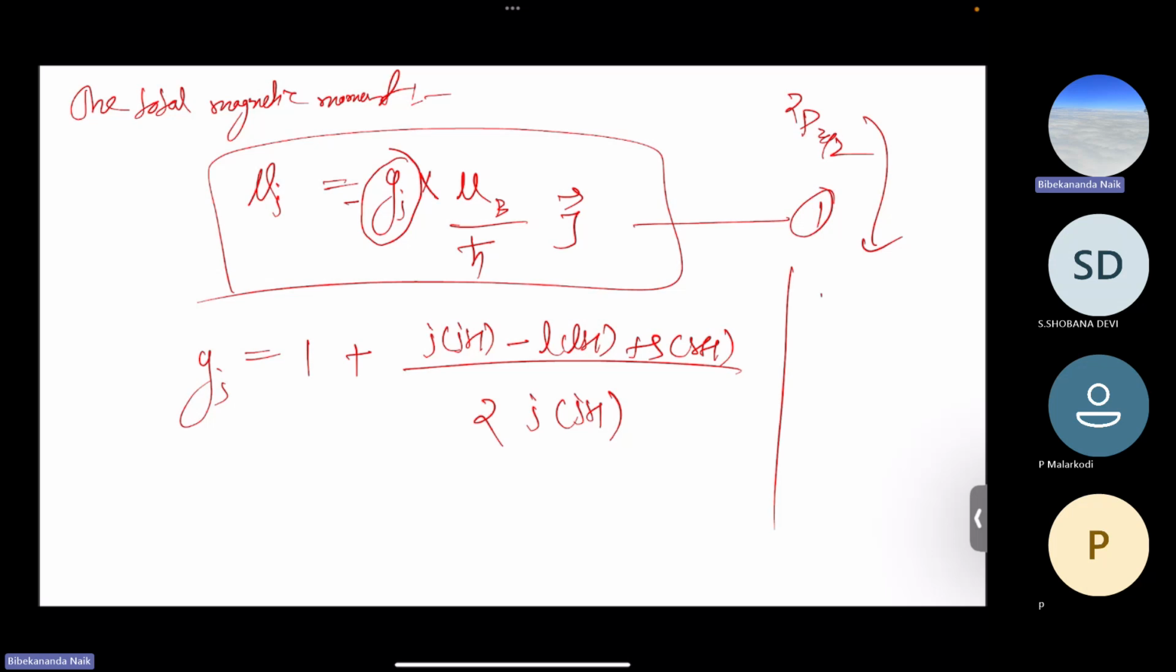Can anyone tell me what is the value of s, what is the value of l, and what is the value of j for 2p3/2? What are the values of S, L, and J for the 2p3/2 level? L will be 1 because it is P. Then what is J? S will be half, exactly.